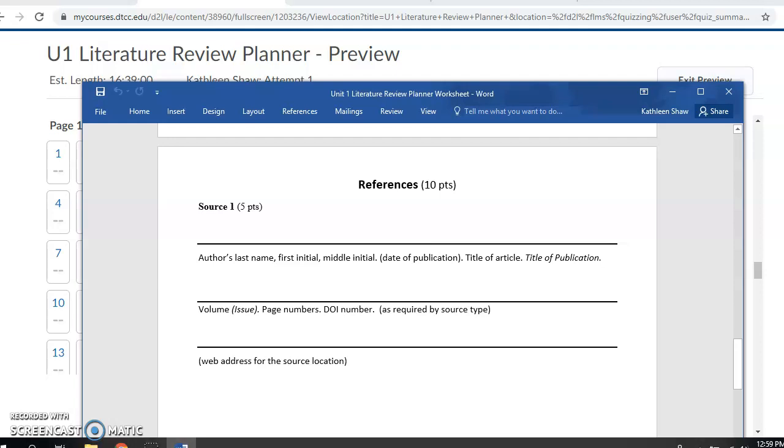So that's a basic breakdown. I'm also going to include, so make sure that you look through all of the materials, a guide, a sample of me doing this for my imaginary topic, so you can see what it would look like.